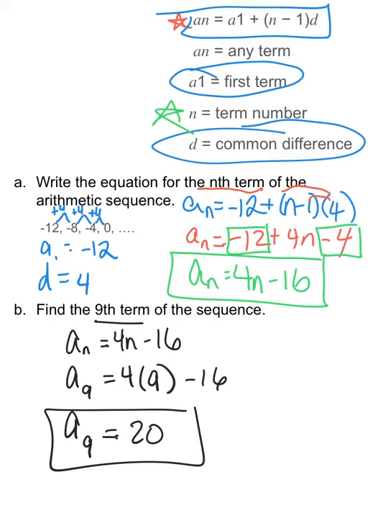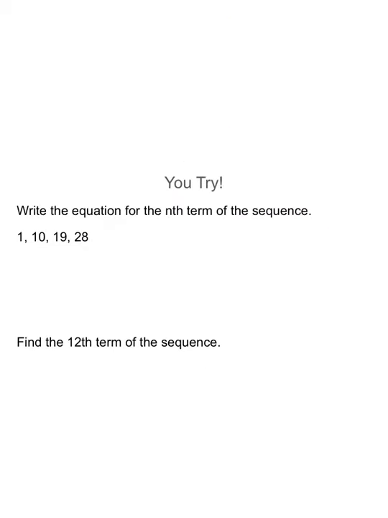So I could have gone through and continued to add 4, add 4, add 4 to get my 9th term, which wouldn't be too bad when we're talking about term number 9. But again, if we're trying to find the 100th term, that might be a little bit difficult. All right, here's a problem for you to try on your own. So use your notes that you just wrote down and give it a try.